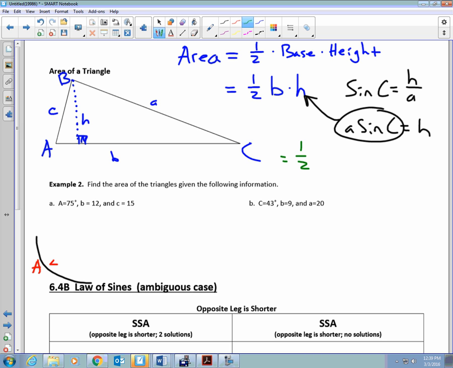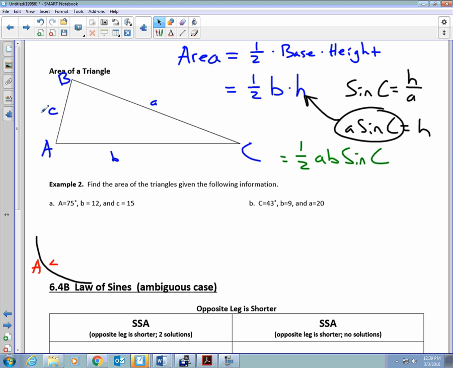So as I place that in, I have A times B times the sine of angle C. Therefore, that is my formula. The H is gone, and I now have a formula for the area of a triangle without its height. It's kind of cool.